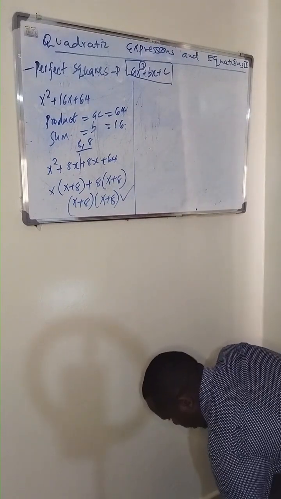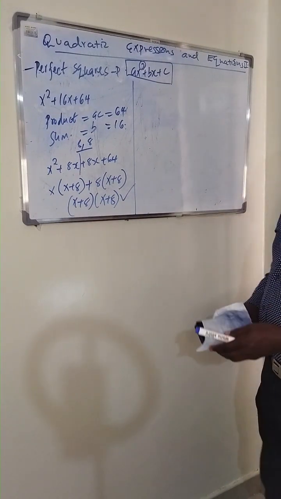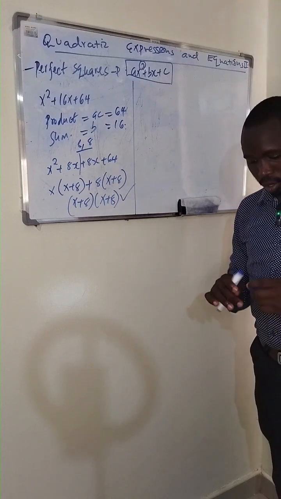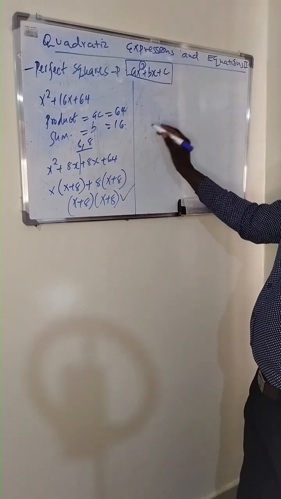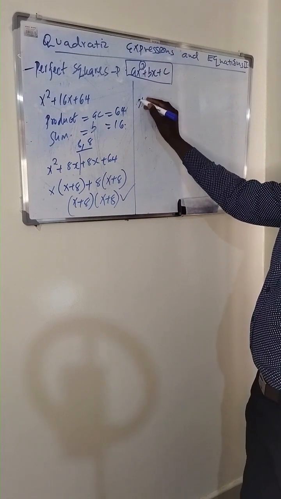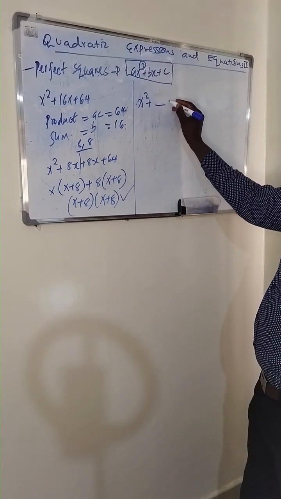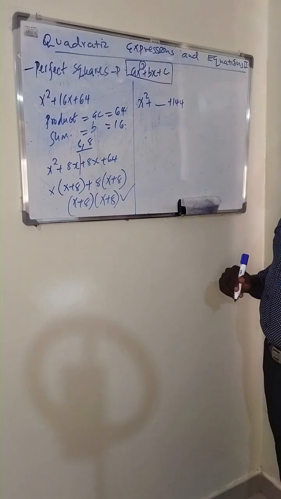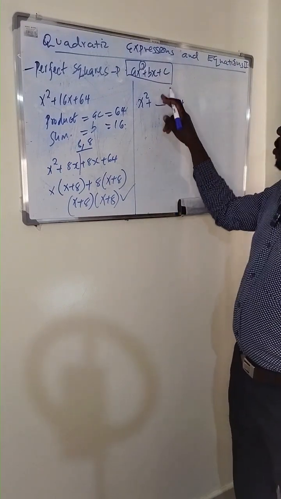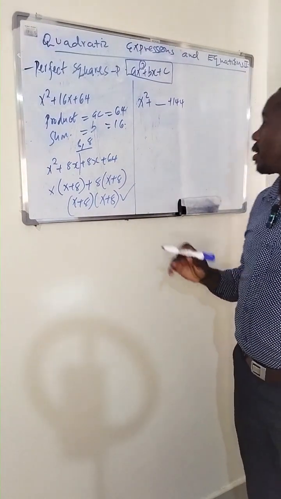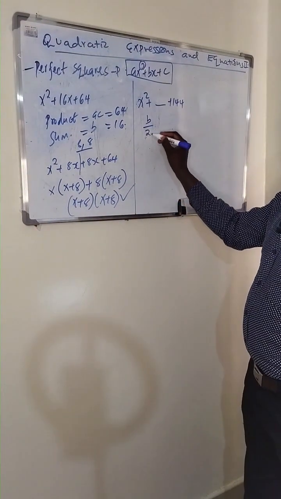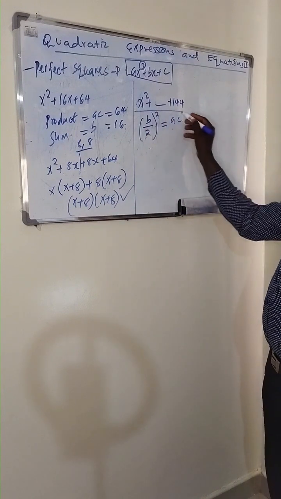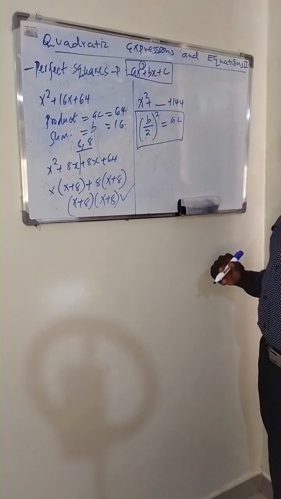However, there are other versions of perfect squares, or other applications, questions on perfect squares. For example, you can be told: what should be added to this x squared plus dash plus 144 to make it a perfect square? In this case, for you to be able to get this part, you will need to remember the relationship b over 2 squared is equal to ac. This is a relationship you're going to use in solving such a question.